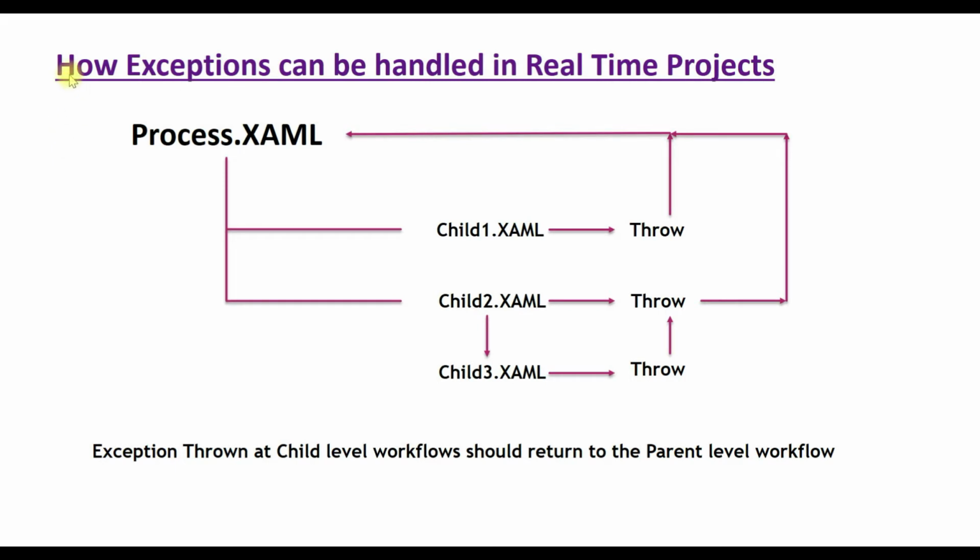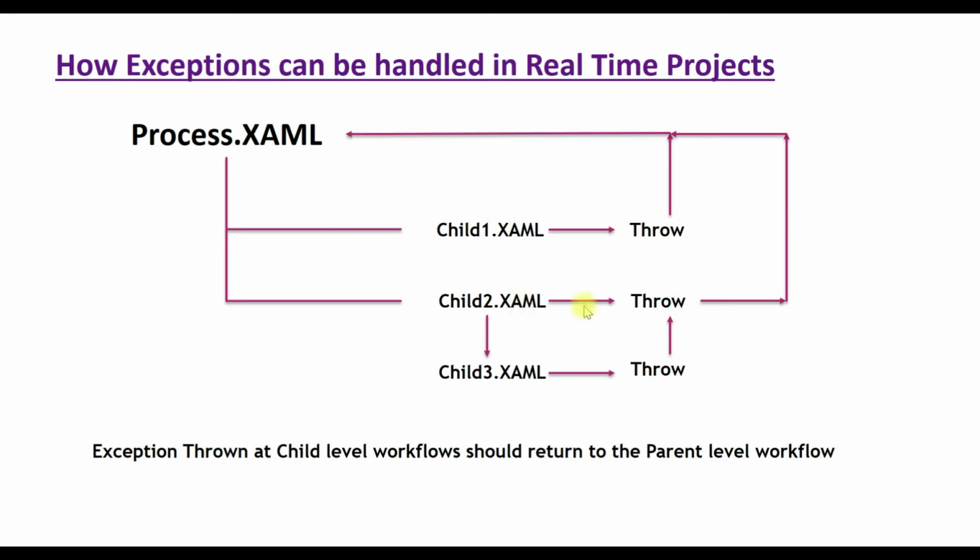Okay, how can exceptions be handled in real-time projects? Friends, consider process.xaml is your parent XAML. Inside this parent XAML, I have three child XAMLs: child1, child2, child3. Now in child1.xaml an exception is thrown. I am catching it and then throwing the exception. The control moves to the parent process.xaml. Okay. In child2.xaml an exception occurred. I am throwing it again. It is moving to process.xaml.